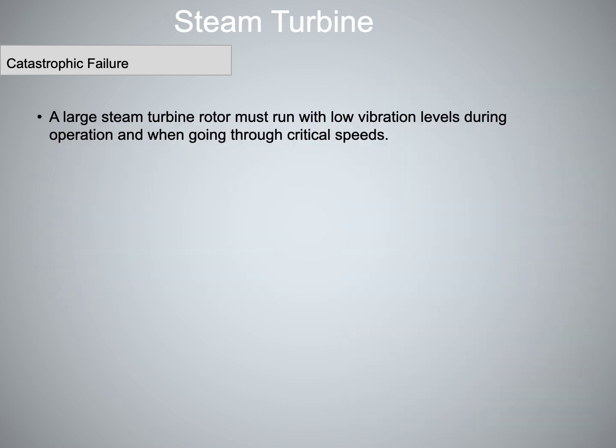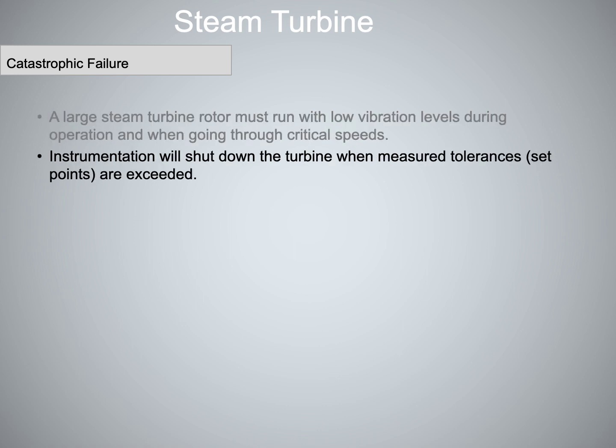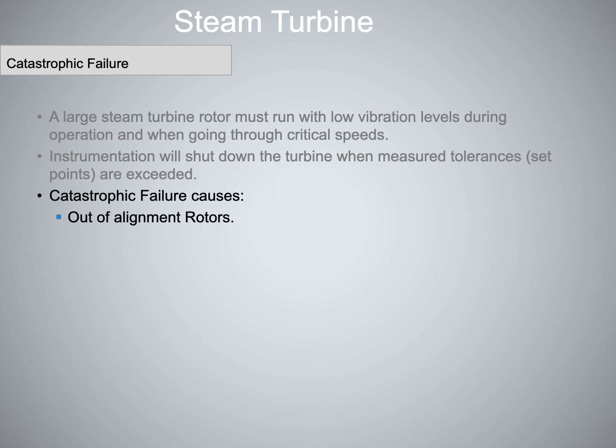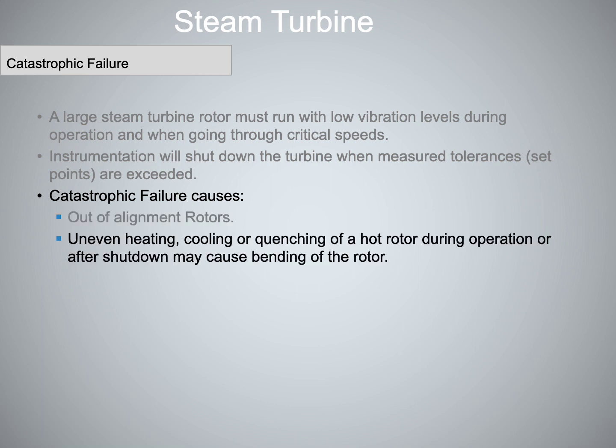The shaft vibrations significantly increase while crossing the critical speed. A large steam turbine rotor must run with low vibration levels during operation and when going through critical speeds. Instrumentation will shut down the turbine when measured tolerances, set points, are exceeded. Catastrophic failure causes: out of alignment rotors, uneven heating, cooling or quenching of a hot rotor during operation, or after shutdown may cause bending of the rotor.